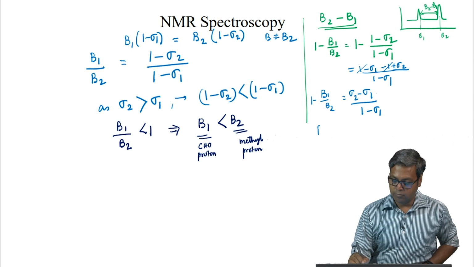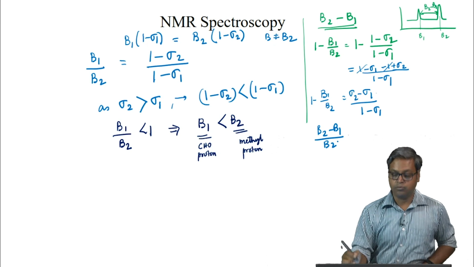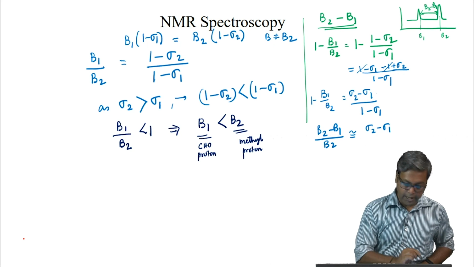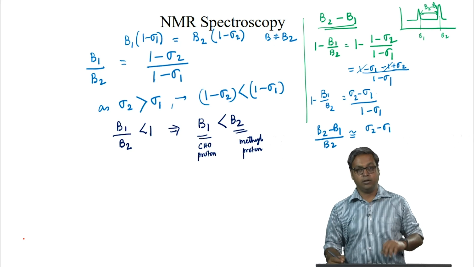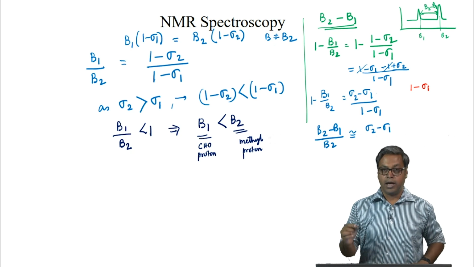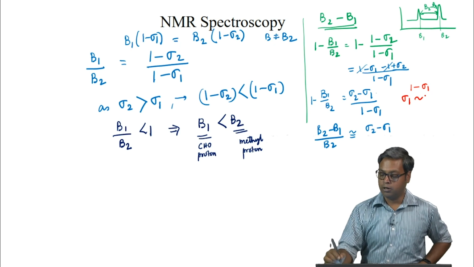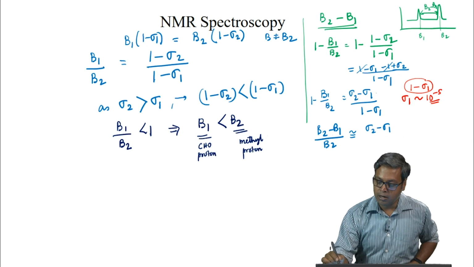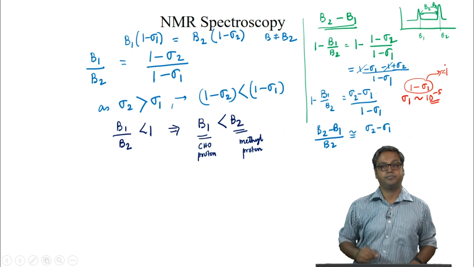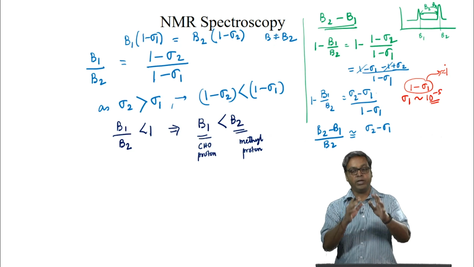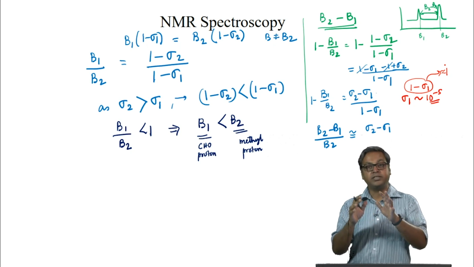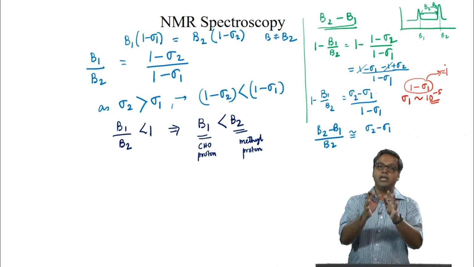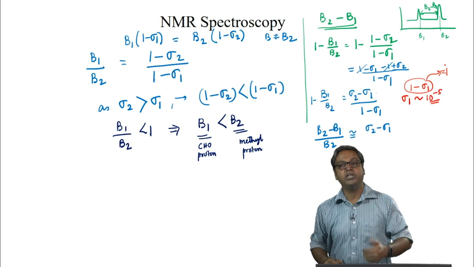So, in other words, we can write B2 minus B1 divided by B2 is approximately equal to sigma 2 minus sigma 1. And we write this because in the denominator we had 1 minus sigma 1, and because the sigma 1 is of the order of 10 to the power minus 5, which is much, much less than 1, then 1 minus sigma 1 is approximately equal to 1. So, thus the extent of the separation of the peaks will depend on the magnitude of the external field. Thus, the spectrum will look different if gathered in two different NMR spectrometers using different external fields.